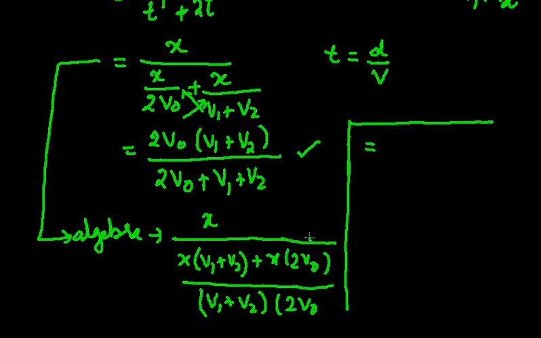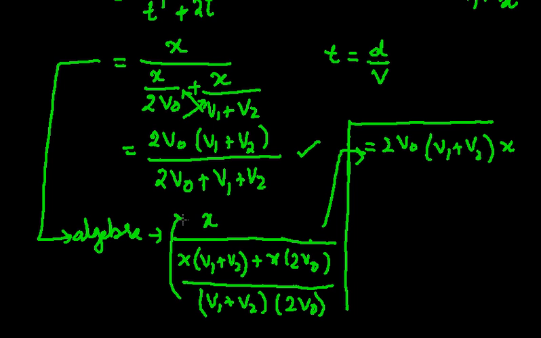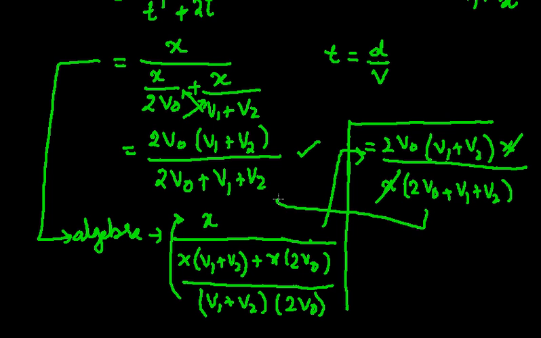that is equal to v0, oops, I've missed this bracket, into v1 plus v2 into x, by doing inverse of this particular term, divided by x into, and rearranging the terms in the denominator, 2v0 plus v1 plus v2. So by cancelling x, all you would be left with is this particular term. I'll see you in the next video.